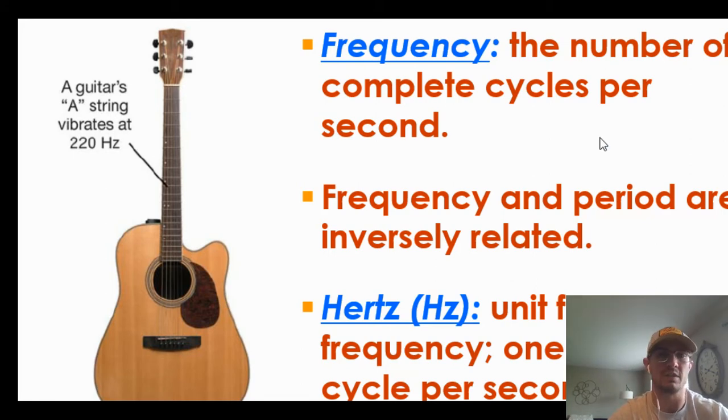So your frequency, the number of complete cycles per second, is actually going to be less than one, because in 1 second you're not actually making a full cycle, right?